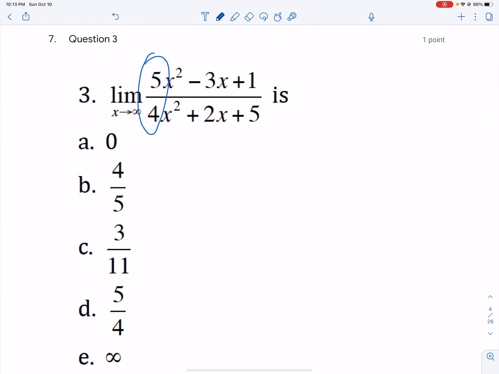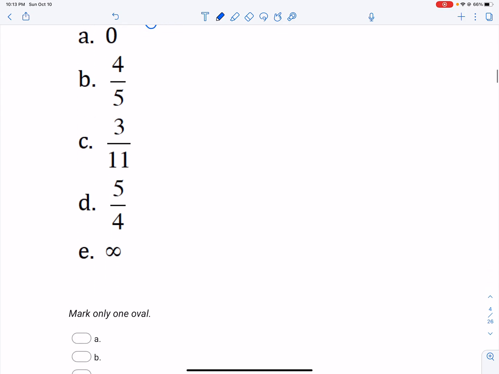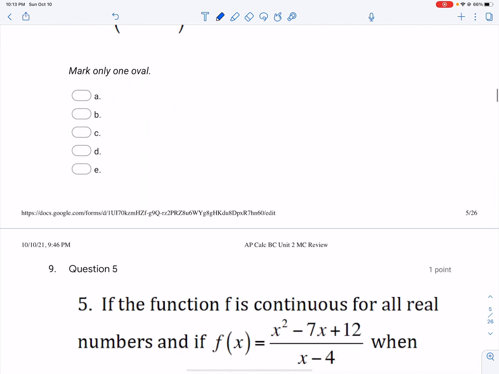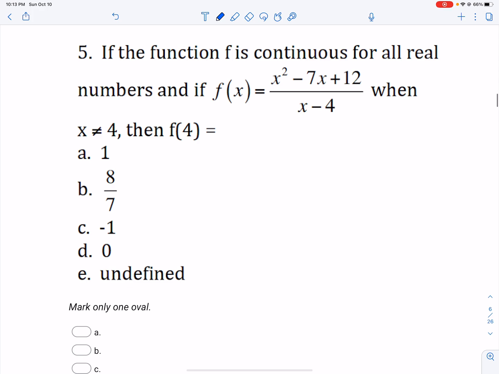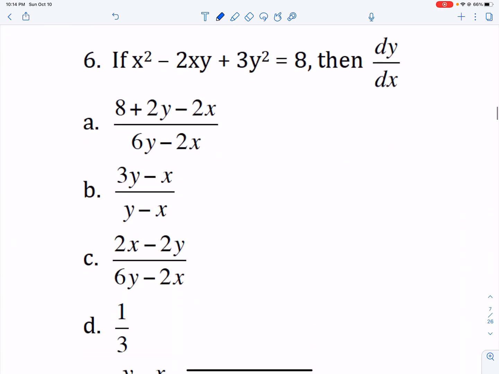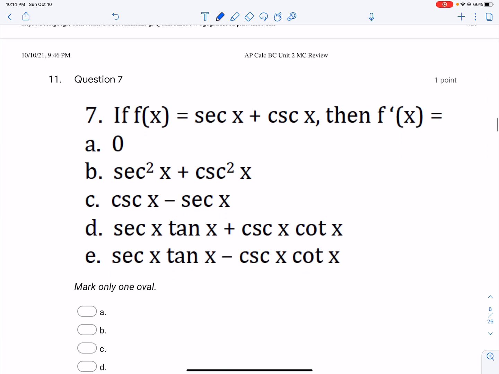This is the limit as x approaches infinity, so that is just 5/4. Question 4. Question 5. This factors to x minus 4, x minus 3. Just kidding. x minus 3 over x minus 4. Those cancel out, so f of 4 is equal to 1. Question 6 is an implicit differentiation.